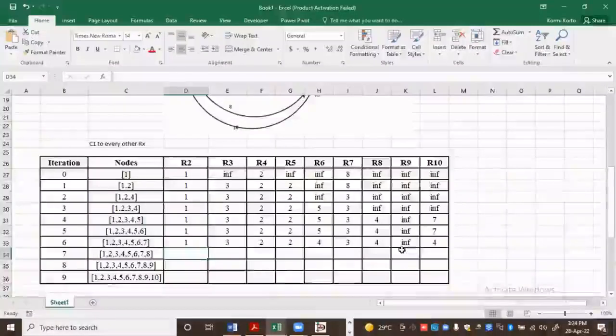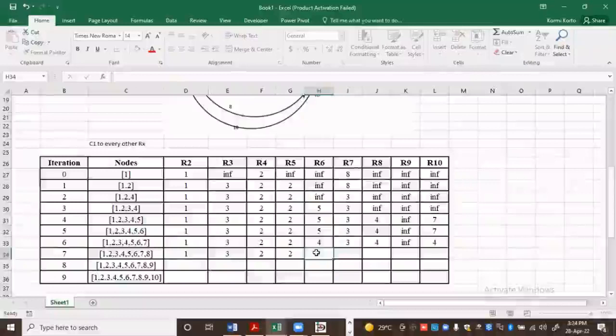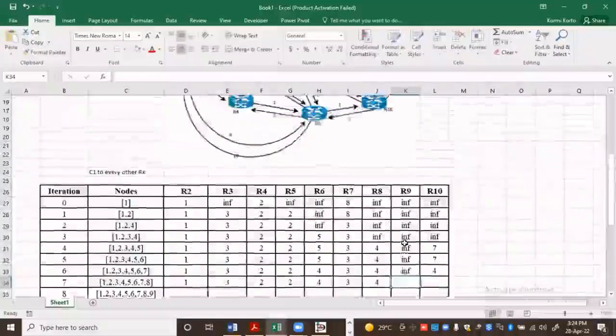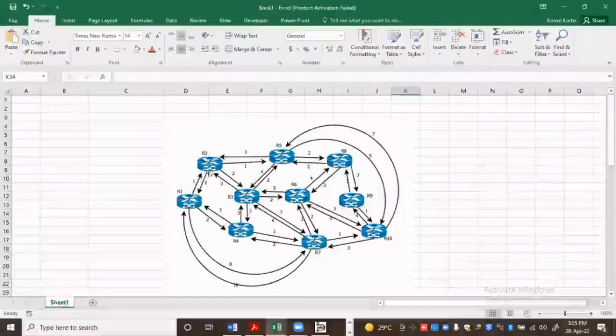So this will still be 1, 3, 2, 2, 4. Yes, still 4, 3, 4 again. And then let's check what the cost will be now. It'll be from R1 to R2 to R5 to R8 to R9. So it'll be 1 plus 1 is 2, 2 plus 2 is 4, 4 plus 3 is 7. So now this will be 7 here.